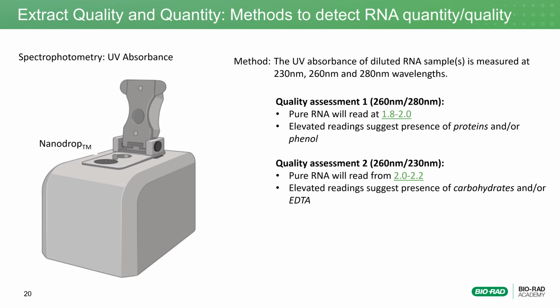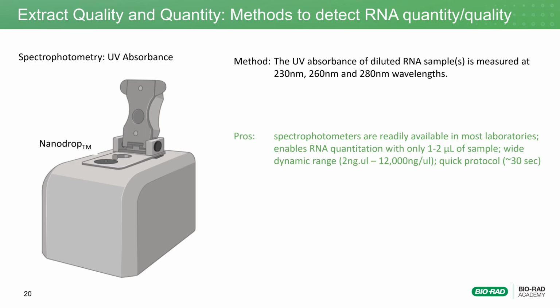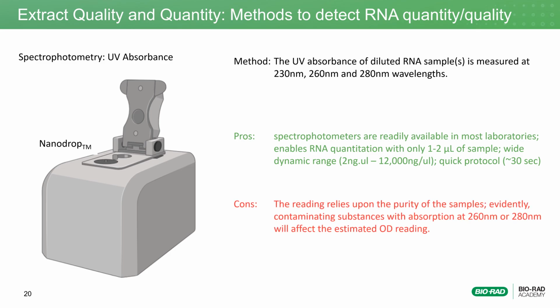The advantages of using the NanoDrop include speed to results, access to equipment, cost, and low requirement of sample input, equating to about 1 to 2 microliters of sample. However, the downside of using NanoDrop is that the concentration reported is often a best guess at most due to the heterogeneous mixture of molecules within an extract.